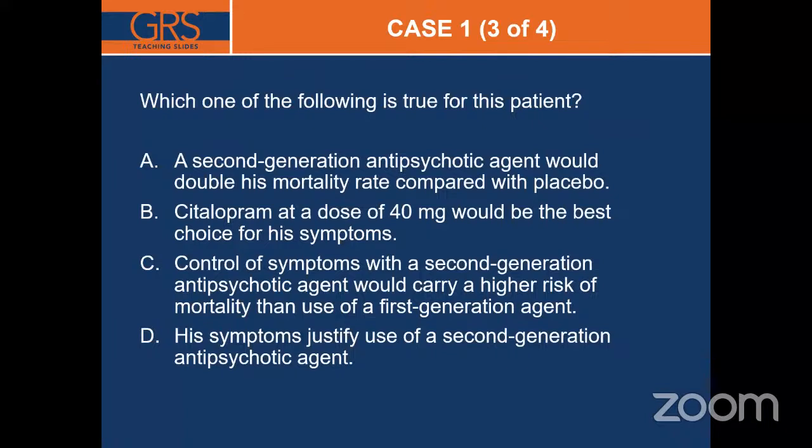So the question is, which of the following is true for this patient? A, a second-generation antipsychotic agent would double his mortality rate compared with placebo. B, citalopram at a dose of 40 milligrams would be the best choice for his symptoms. C, control of symptoms with a second-generation antipsychotic agent would carry a higher risk of mortality than use of a first-generation agent. D, his symptoms justify use of a second-generation antipsychotic agent. So what do you think is the answer to this case?